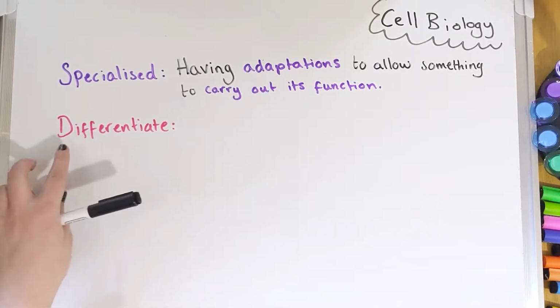Okay, our second term is differentiate. Differentiate is the process where a cell changes to become specialised. So think of differentiate, difference, so it becomes different.